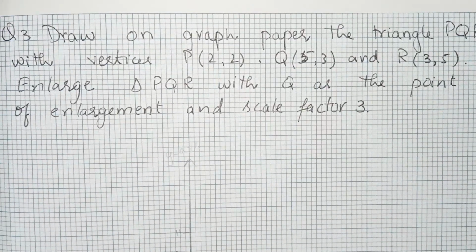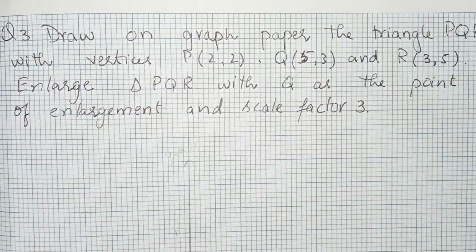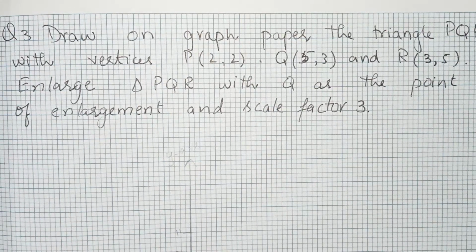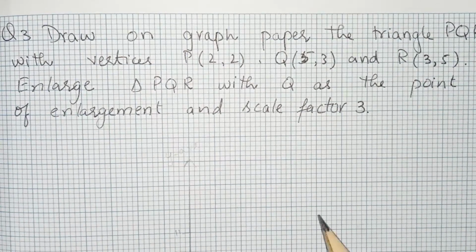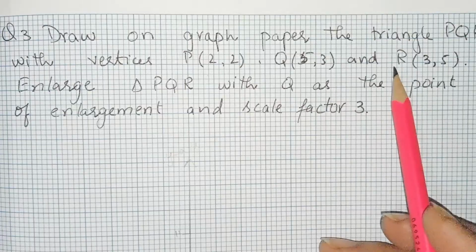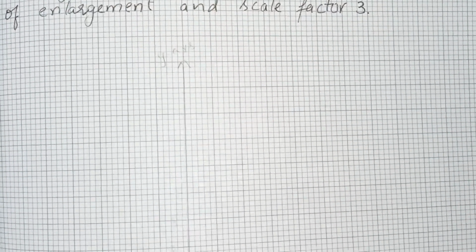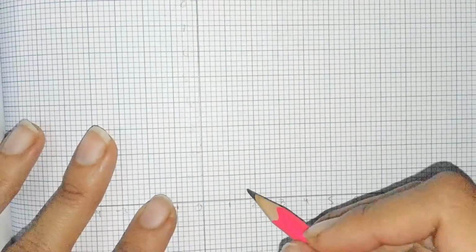Now students, question number 3. Draw on graph paper the triangle PQR with vertices P, Q and R. Enlarge the triangle with Q as the point of enlargement and scale factor 3. Now first we have to draw this triangle. The vertices are given to us. Point P is (2, 2). And this is the point P.